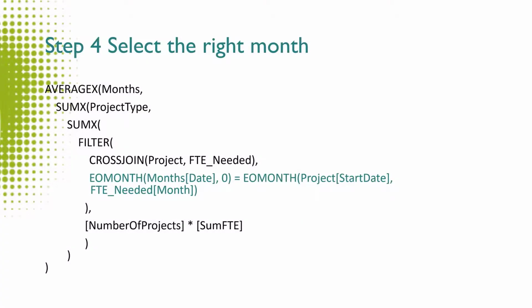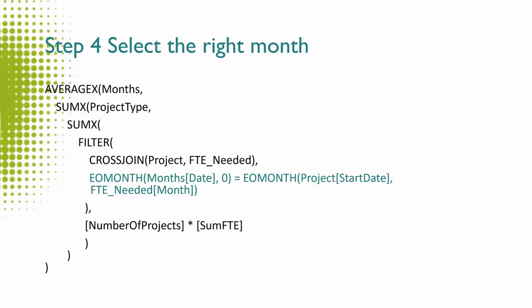In our formula, we have created a cross join project FTA needed combined table, but we need to add two filter elements to extract the exact rows for our calculation. And the first one is that we look at the end of the month in the date table and compare it with the end of the month of my project start date. If they're equal to each other, that's the row you need to take. And in that case, we also reflect to our AVERAGEX month table and our SUMX project type table.